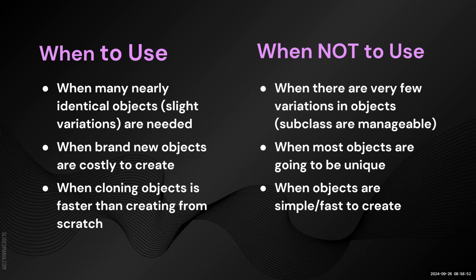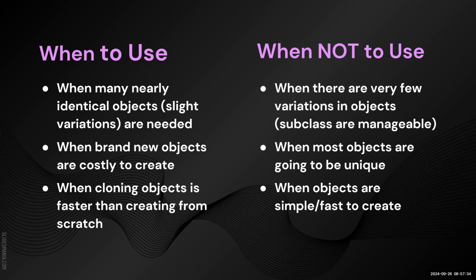So when to use? It's very useful when you have many nearly identical objects, which may have slight variations, as we have seen in past examples. Another time to use this is when brand new objects are pretty costly to create, and we can reduce some of that overhead by cloning, especially if they're nearly identical. And lastly, when cloning objects is faster than creating from scratch. A lot of times, if we have many attributes and they're going to be very similar, cloning the object will be the fastest way rather than manually going through and setting all the attributes with a constructor.